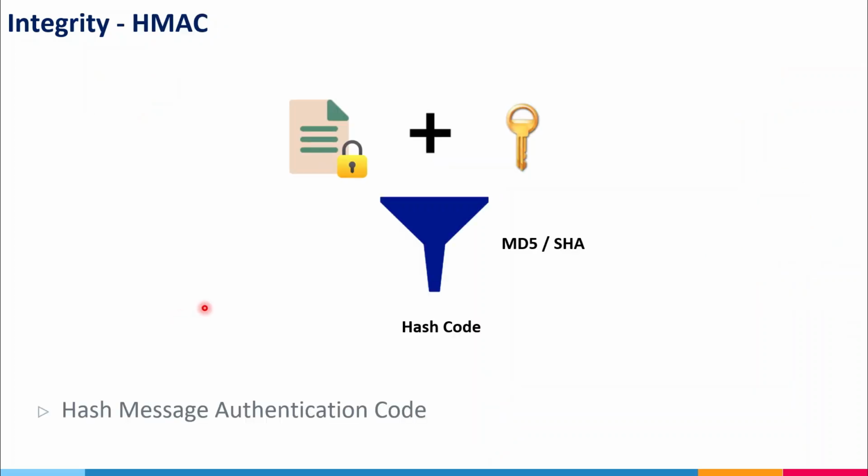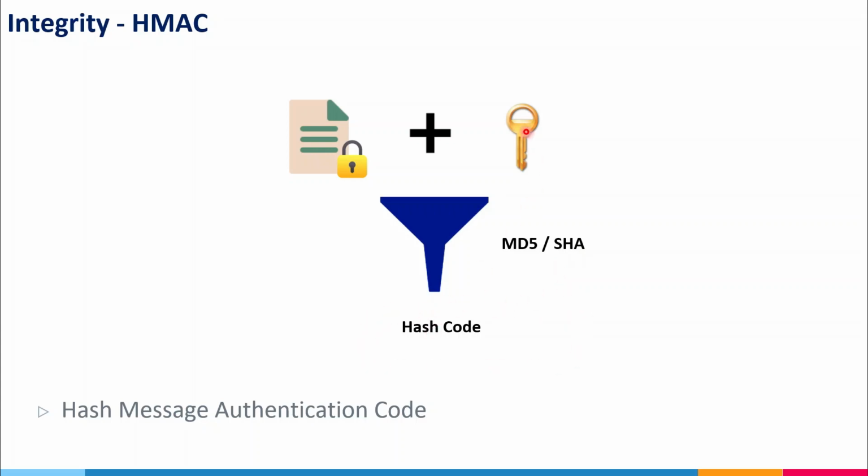So to avoid such issues, we can use hash message authentication code, also known as HMAC. What happens in this case is you have the encrypted data, and that encrypted data is combined with a shared secret. This secret will be known only by the two parties involved in the communication. The encrypted data with the shared key will be combined and passed through an MD5 or SHA algorithm for hashing, and then the hash code will be created.